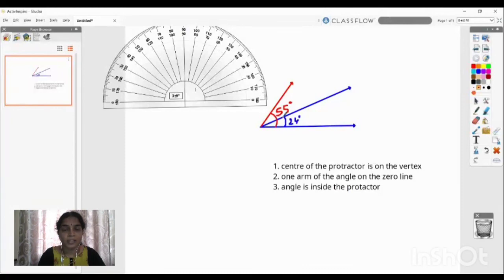All your misunderstandings are gone. And you also understood how to measure an angle properly using a protractor. Please remember these 3 points, then you will never go wrong in measuring the angles.